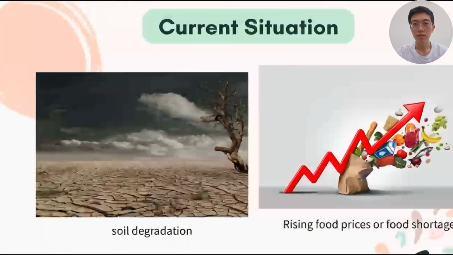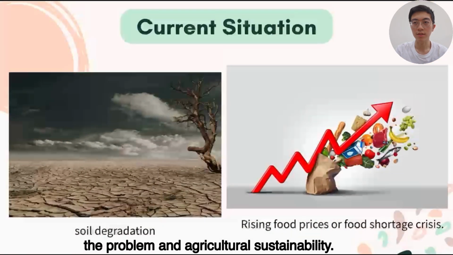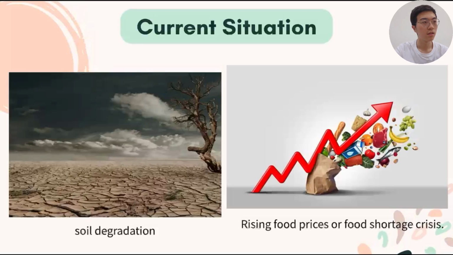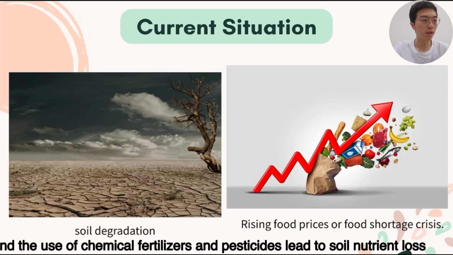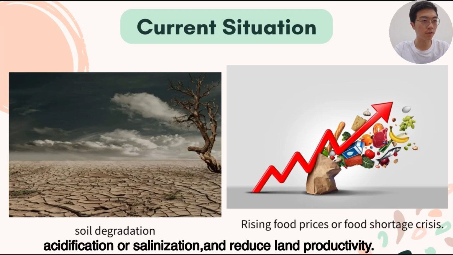Problem 2. The problem and agricultural sustainability. Current situation. Soil degradation, excessive tillage, and the use of chemical fertilizers and pesticides lead to soil nutrient loss, acidification or salinization, and reduced land productivity.